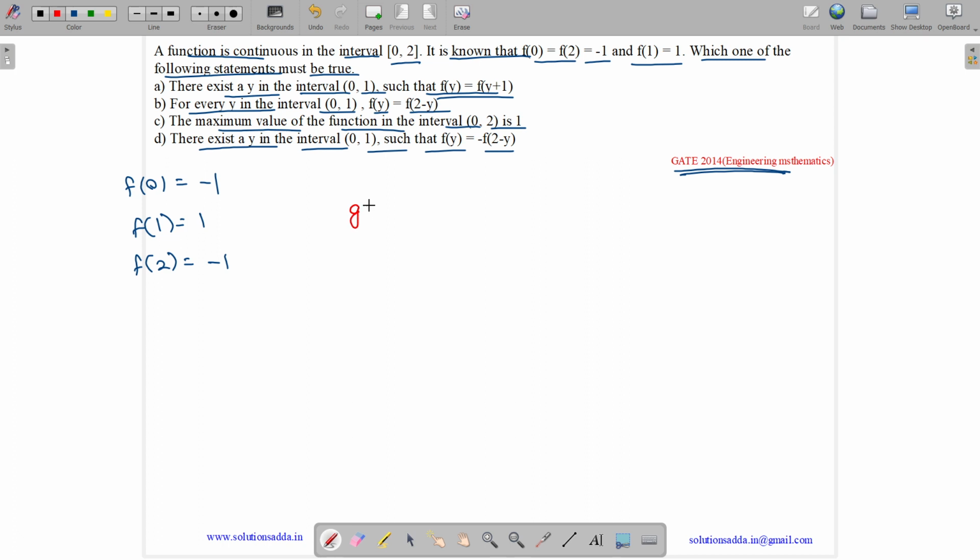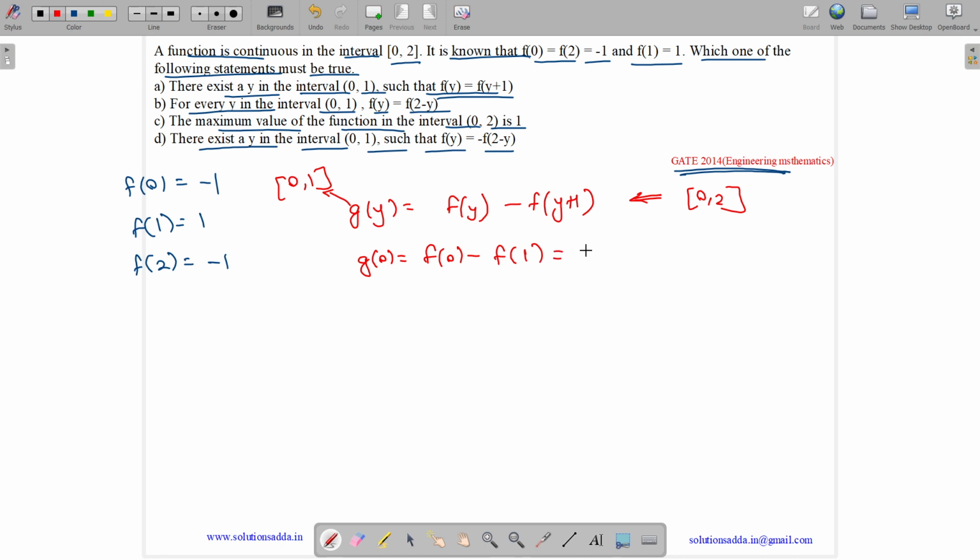For option A, let us assume there exists a g(y) such that f(y) minus f(y+1) equals g(y). Now since f(y) is continuous in the interval [0, 2], g(y) would be continuous in the interval [0, 1]. Now what is g(0)? g(0) is f(0) minus f(1). So f(0) is minus 1 and f(1) is 1. So g(0) is minus 2. g(1) is f(1) minus f(2), which is 1 minus (minus 1). So it comes out to be 2.